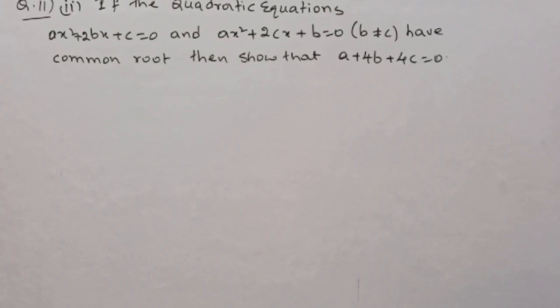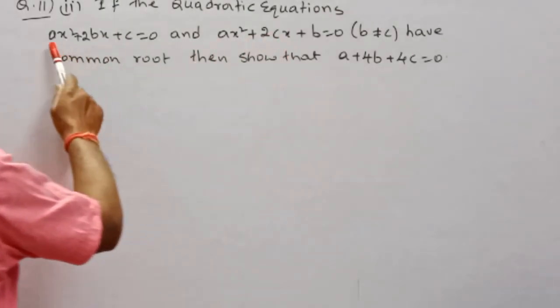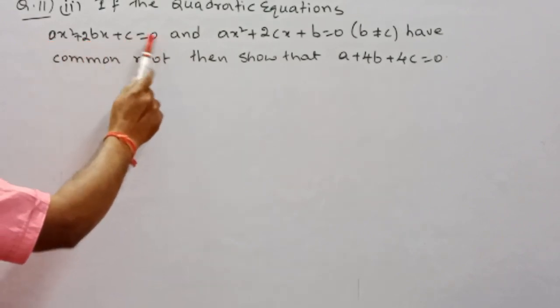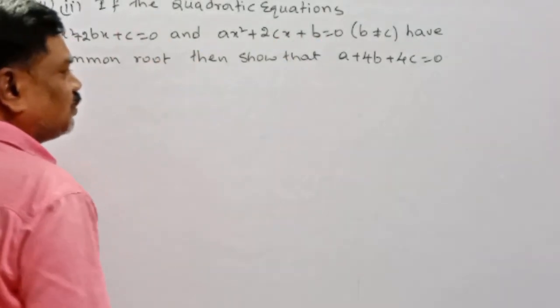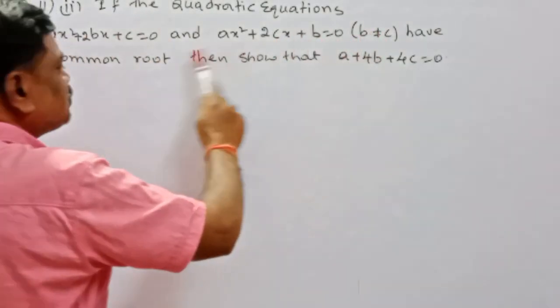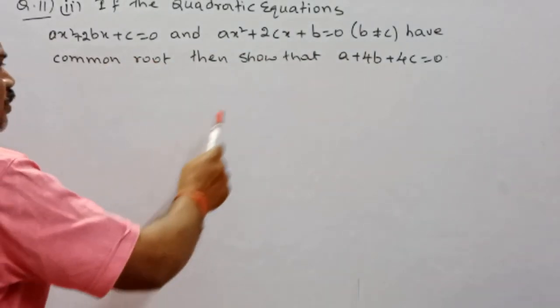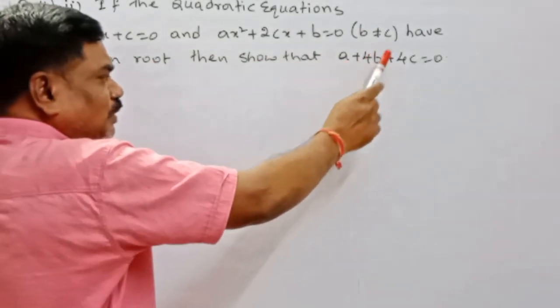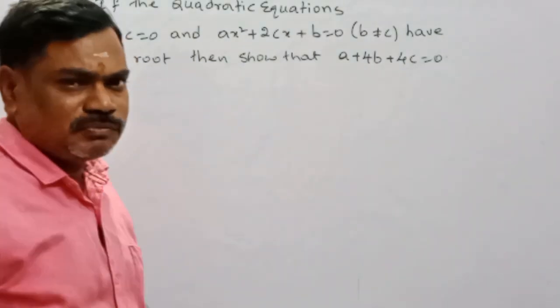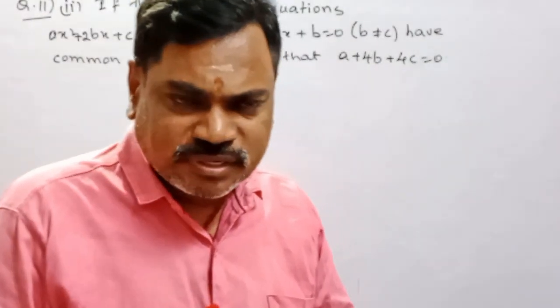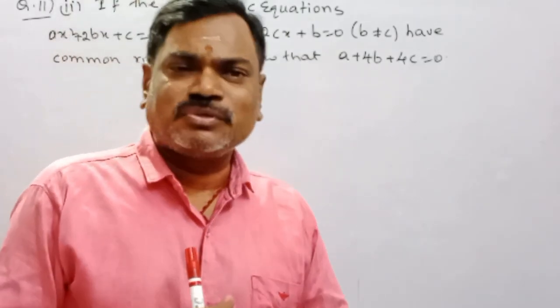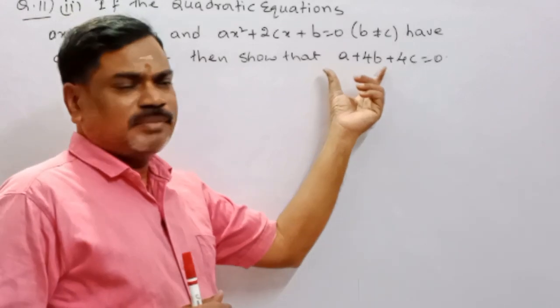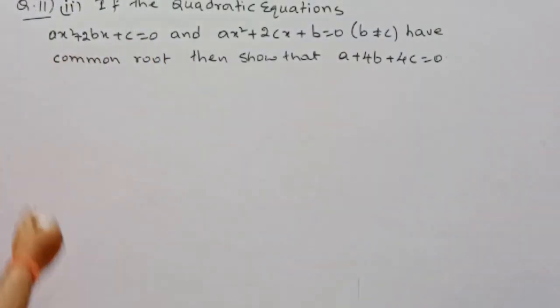We have one more problem from quadratic equations. If the quadratic equations ax square plus 2bx plus c equal to 0 and ax square plus 2cx plus b equal to 0, where b not equal to c, have a common root, then show that a plus 4b plus 4c equal to 0. We have two given quadratic equations that have a common root, and we have to prove the condition a plus 4b plus 4c equal to 0.